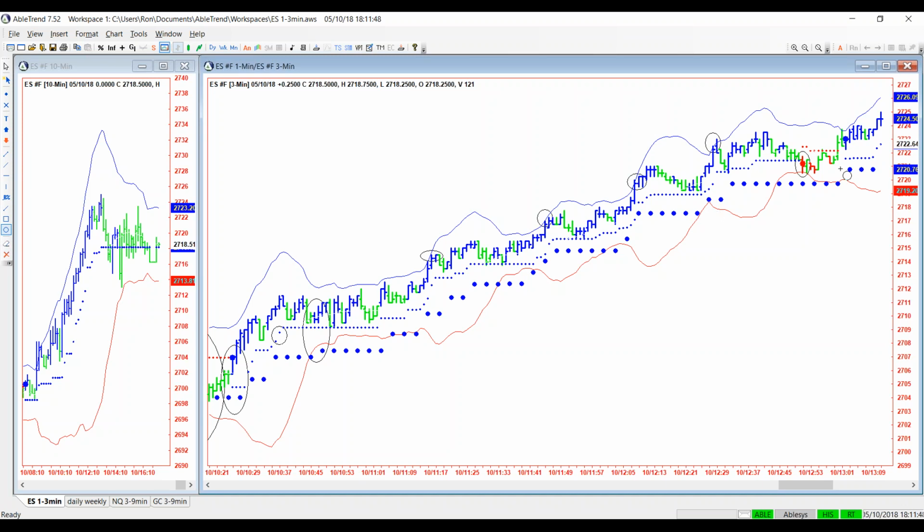And this was a real good one here. This was 14 points. So that's a $700 trade. No trade zone right there.